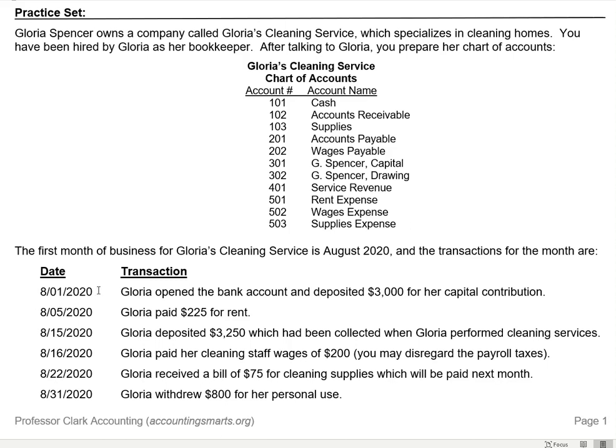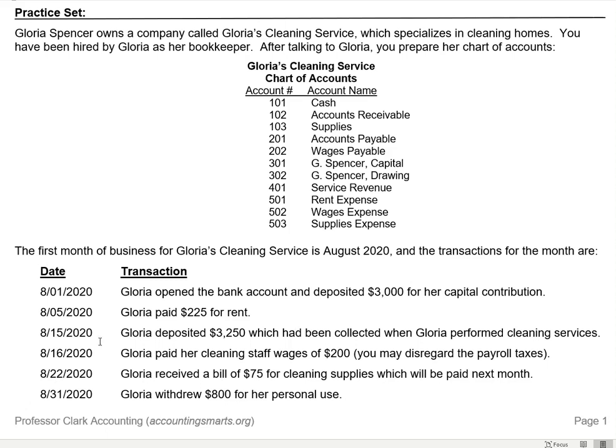So the first transaction for the month of August, Gloria opened her bank account. Remember, this is a brand new business, and she deposited $3,000 of her personal cash into the account, and that was for her capital contribution. Then on the 5th of August, she paid her first month's rent, which is $225.